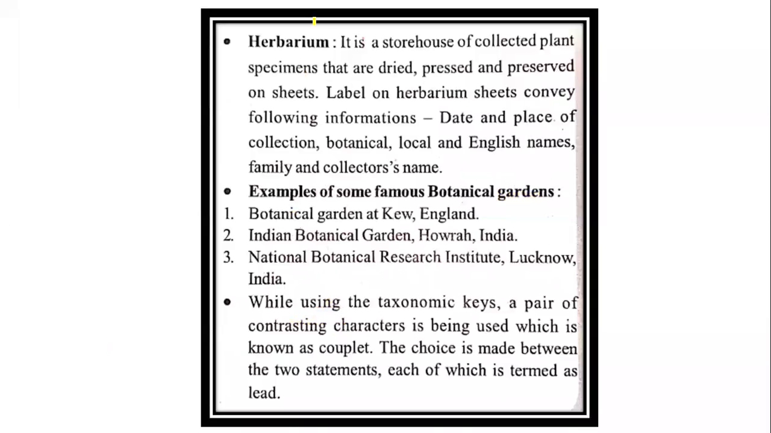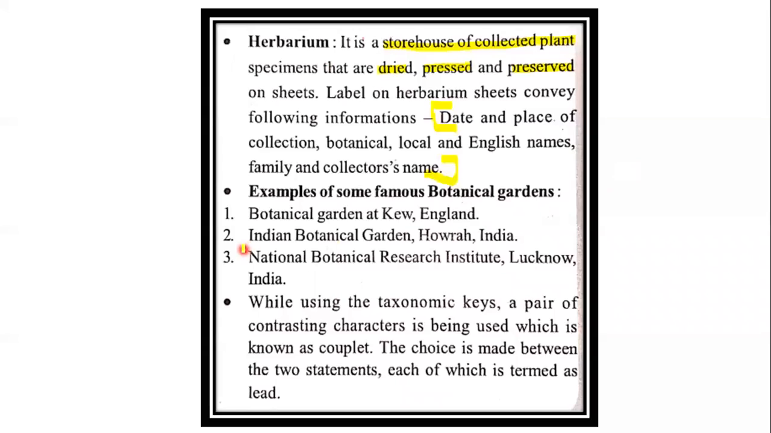Guys, we are not going to discuss species, kingdom, genus and all those things, because those are very basic and you all know that. A herbarium is a storehouse of collected plant specimens that are stored, pressed and preserved on sheets. The label of a herbarium sheet is very important. What are the components of the label? What we have to check is that there is no height mentioned. The label of a herbarium sheet doesn't contain the height of the plant.